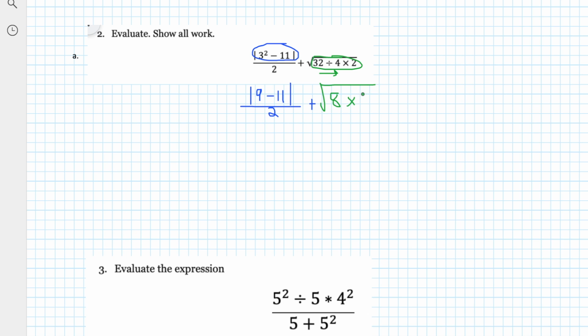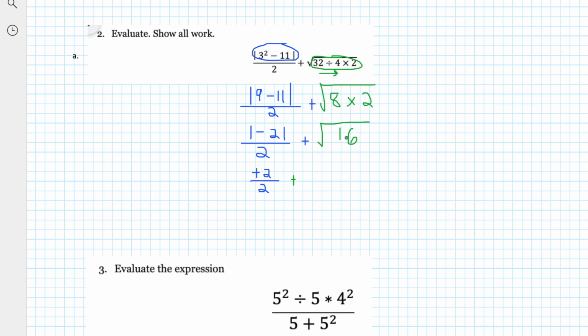So now we just have 8 times 2. 9 minus 11, this is negative 2 over 2. Plus, again, this is a separate group, so 8 times 2 is 16. All right, absolute value of negative 2 is just positive 2. Any absolute value just leads to a positive. My apologies if this was not taught.